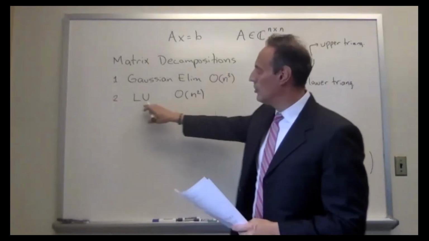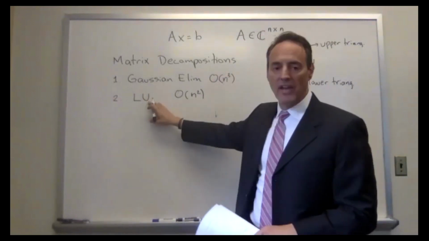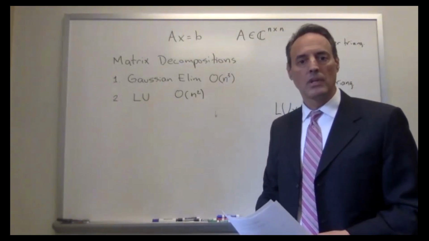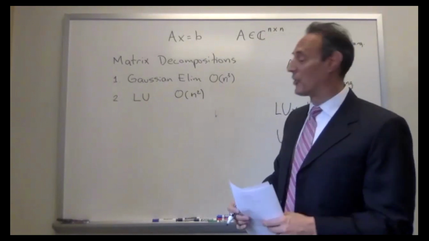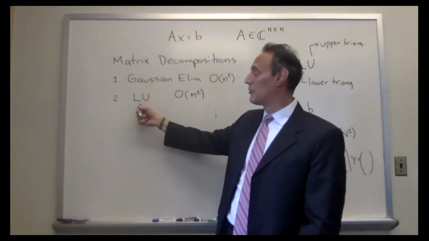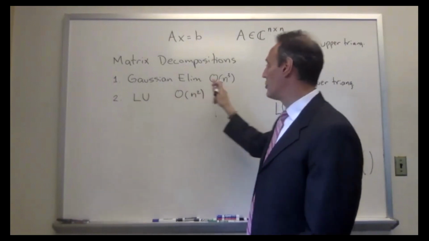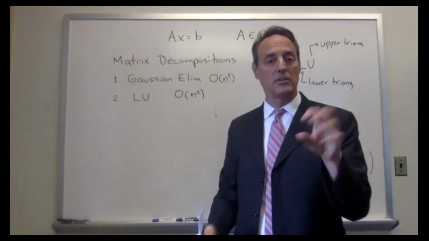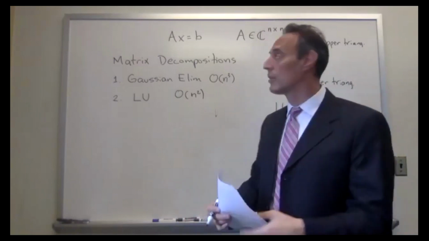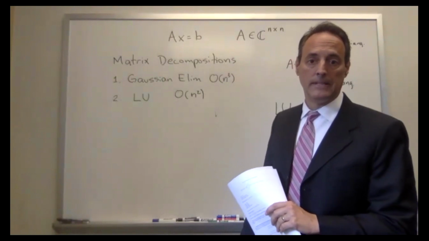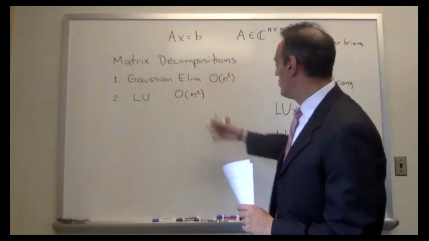So the LU has this advantage. The question is, how did you get that LU? So we're going to have to start talking about the cost of actually getting that. It turns out doing an LU decomposition costs you order n cubed, but you only have to do it once, because once you have the matrix factored, you can use it over and over and over again for different B values, okay? All right, so that's an LU decomposition.